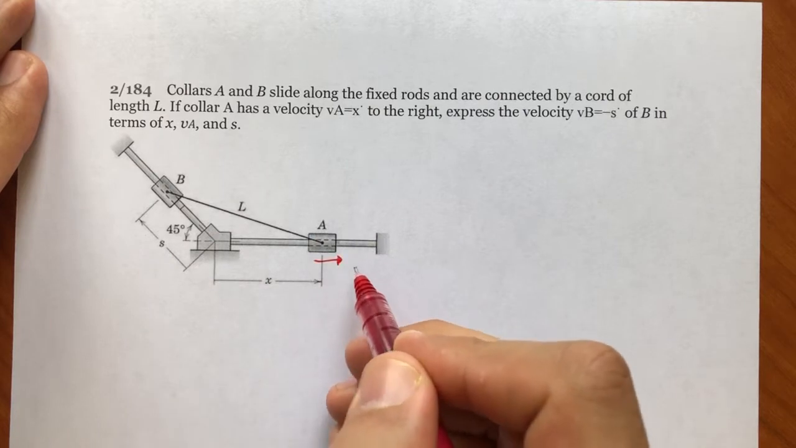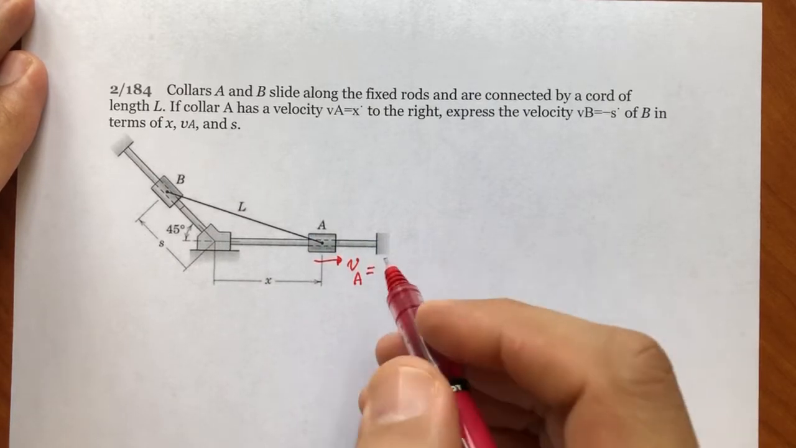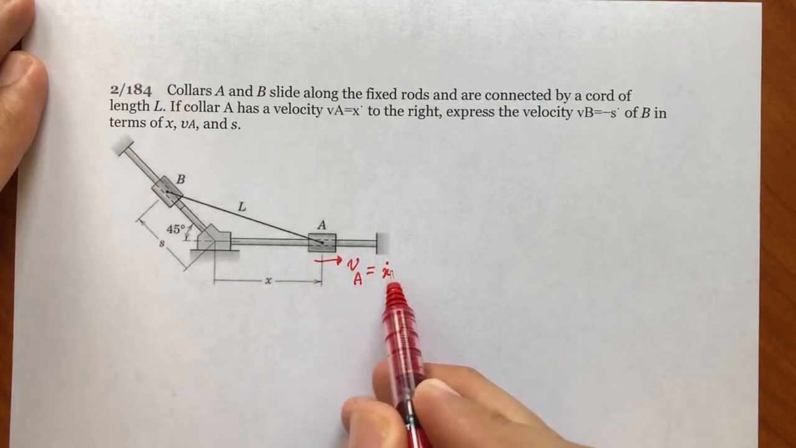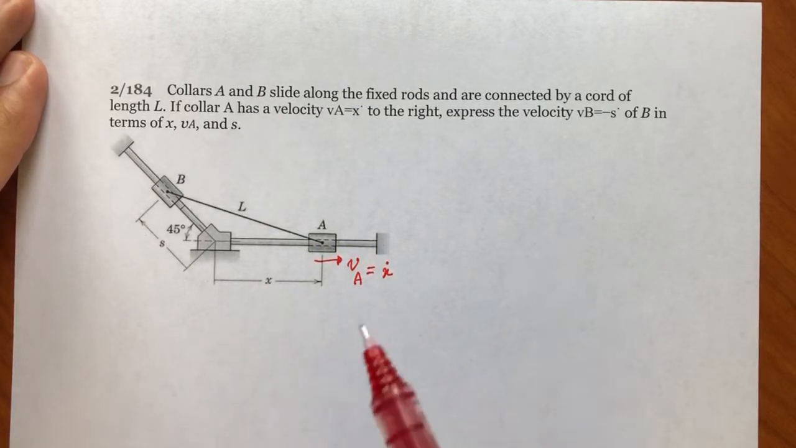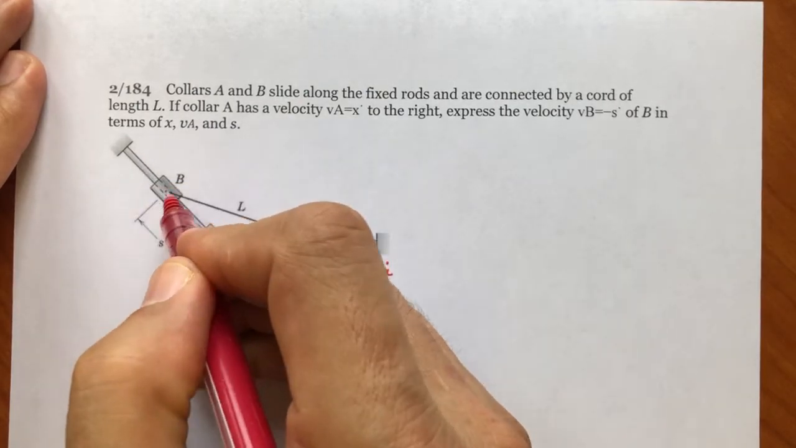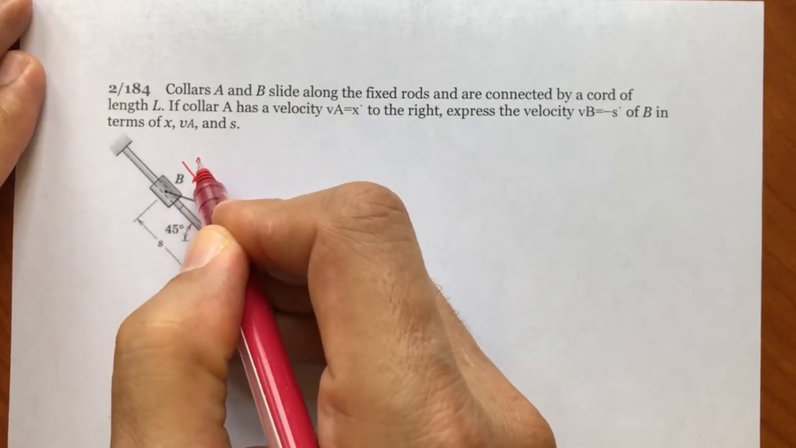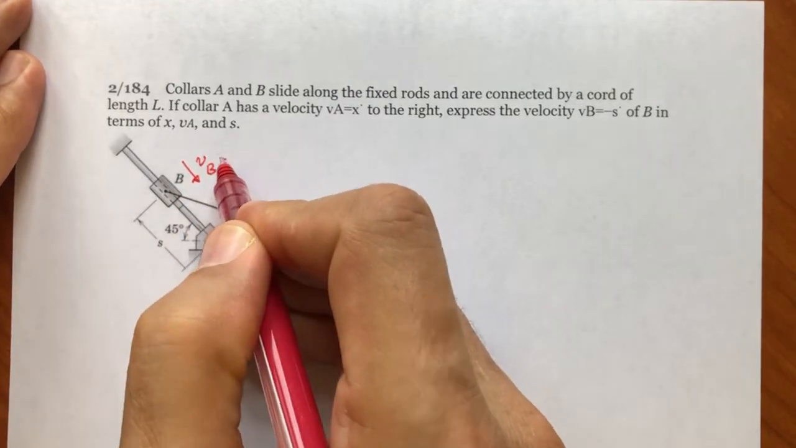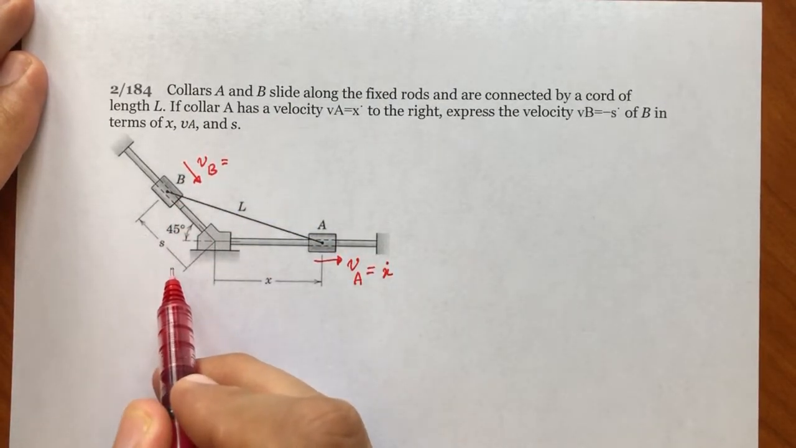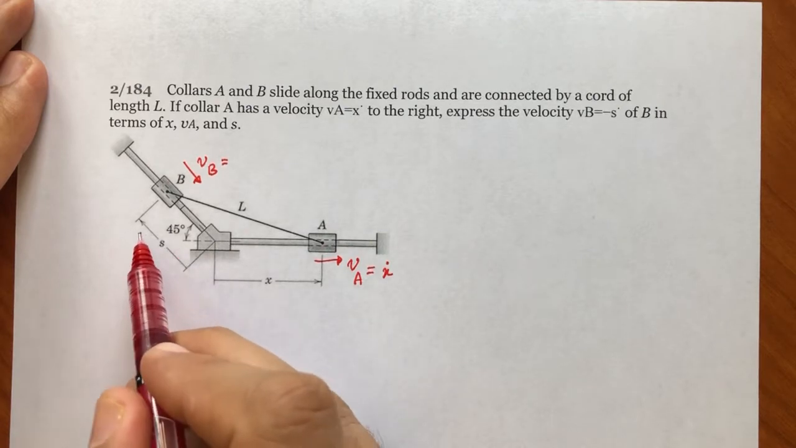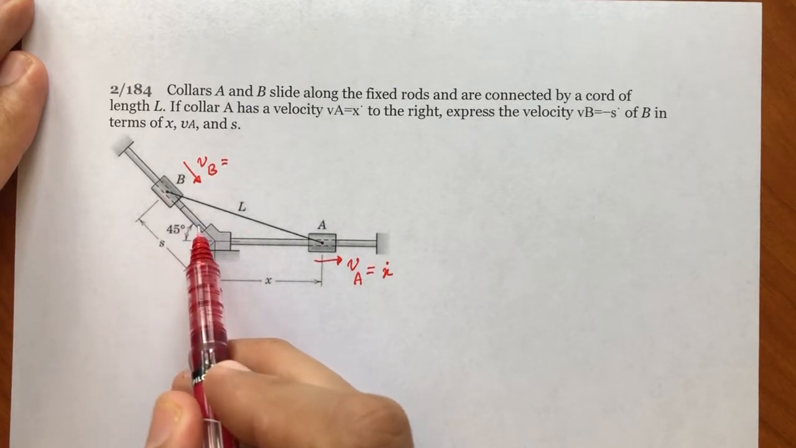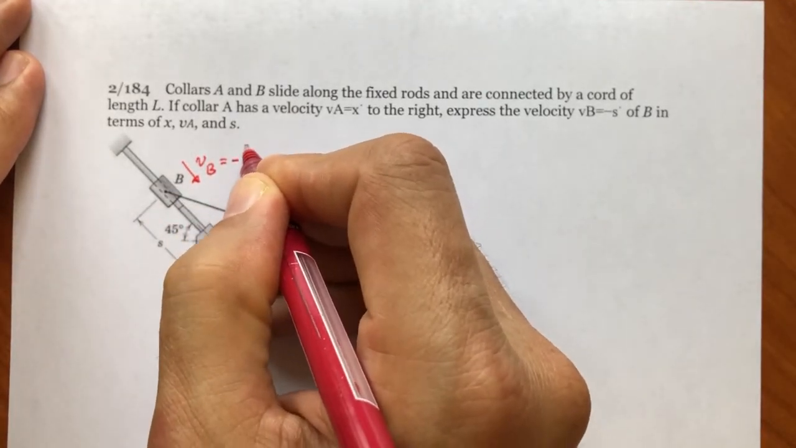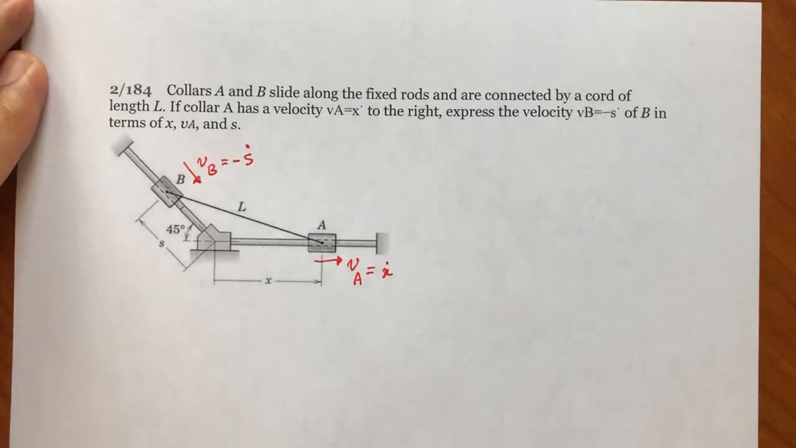Velocity of A in this direction is going to be X dot. X increases, so velocity of A is going to be in that direction if X increases. And if I define the velocity of B in this direction, assuming this direction is positive for this velocity, this is going to be equal to negative S dot, right? Because when S decreases, it means B is moving in this positive direction. So velocity of B is going to be negative S dot.